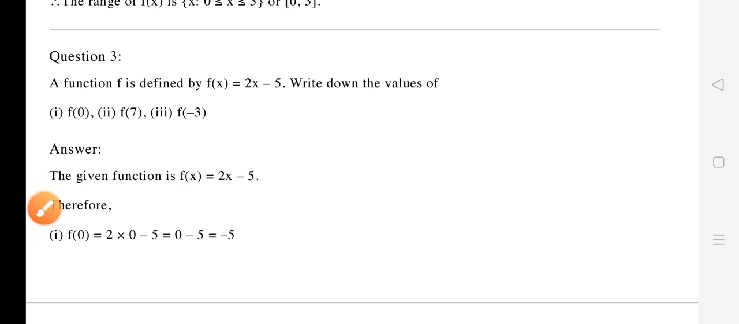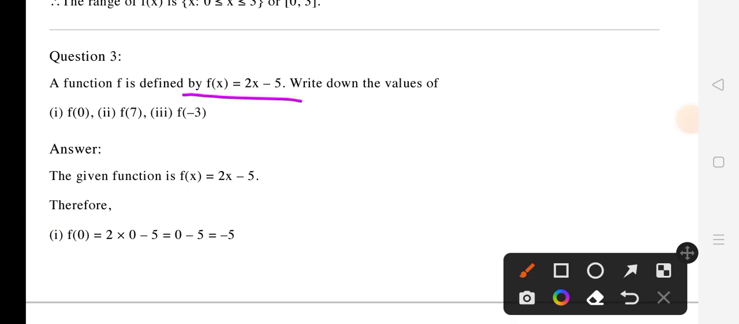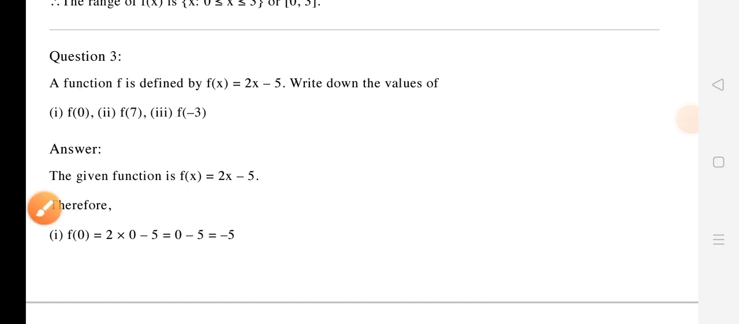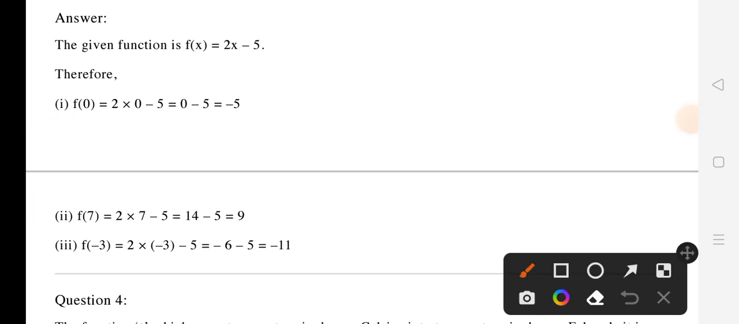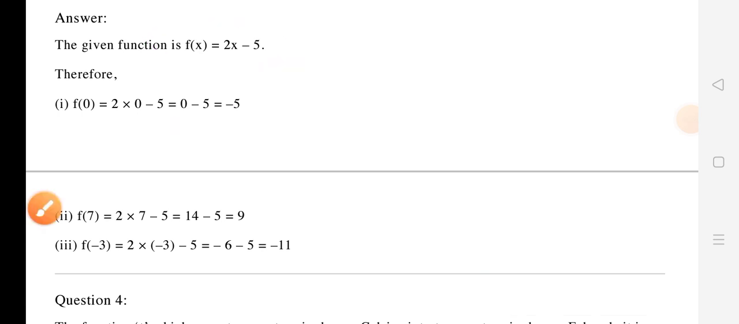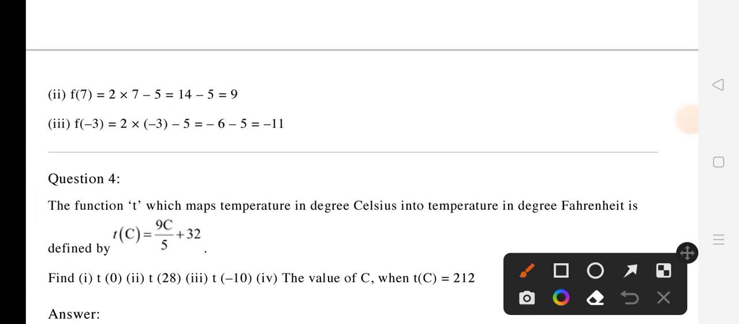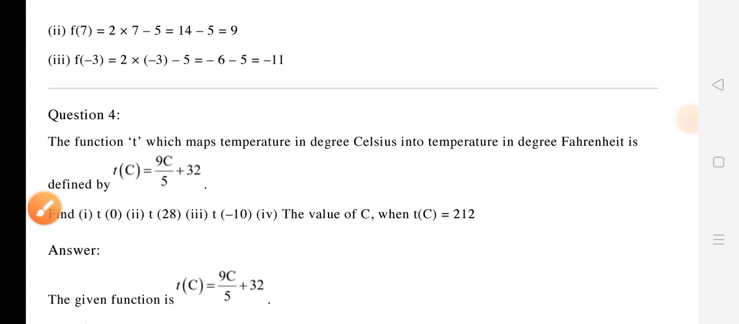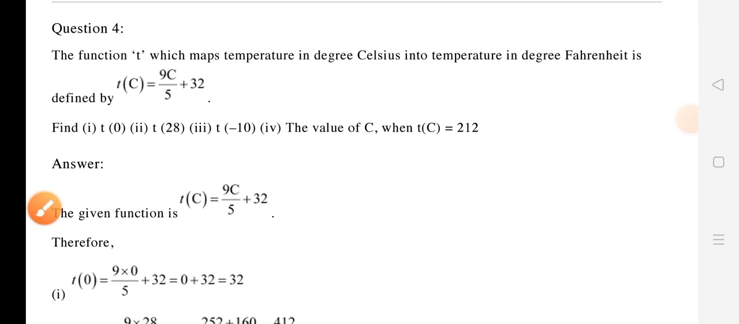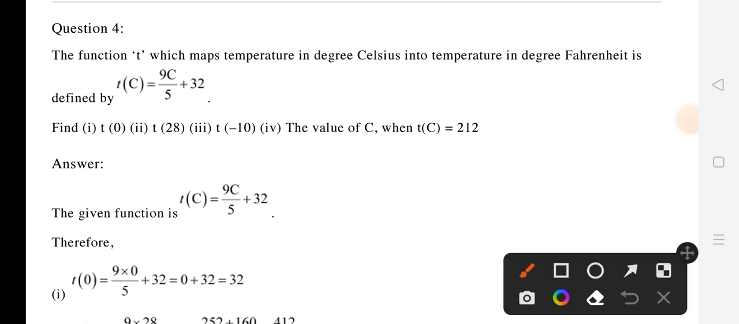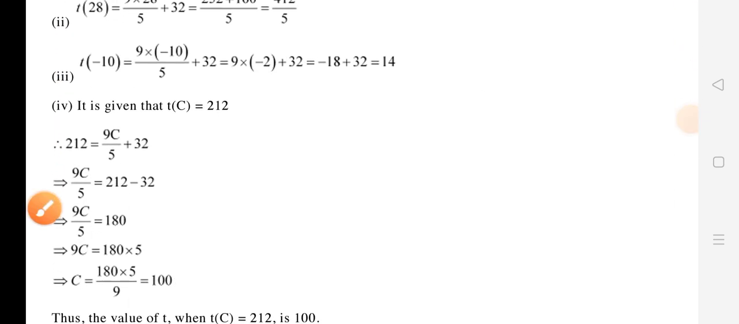एक फंक्शन डिफाइन किया गया, एफ इज डिफाइन एज एफ एक्स इक्वल टू 2x माइनस 5। राइट डाउन द वैल्यू ऑफ f0, f7 एंड f। सो ईजी है, डायरेक्ट वैल्यू पुट करके आप निकाल सकते हैं। फंक्शन का जो वैल्यू 0 दिया हुआ है इस फंक्शन में पुट कर दें, आप सॉल्व करके निकाल लें। f7 निकालना है, फंक्शन में पुट करें, आप सॉल्व करके निकाल सकते हैं। In the same way, is so easy question, you can solve this type of questions.